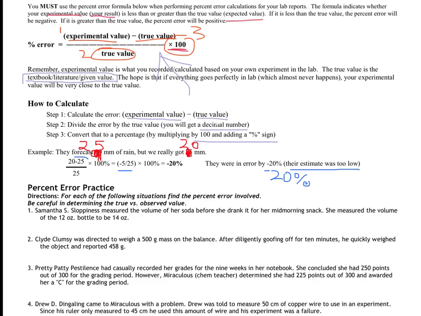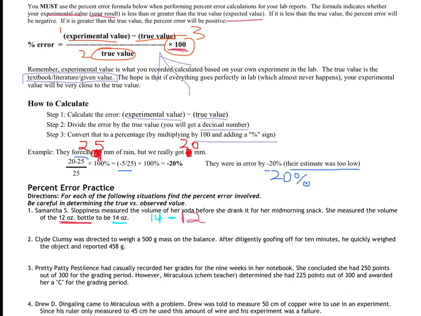So for number 1, Samantha S. Sloppiness measured the volume of her soda before she drank it for her mid-morning snack. She measured the volume of the 12-ounce bottle to be 14 ounces. So we need to look at our steps. Step 1, calculate the error: experimental value minus true value. Samantha's experimental value, her results, were 14 ounces. So I have 14 minus my true value. It's actually a 12-ounce bottle, so my true value is 12 ounces. So 14 minus 12.